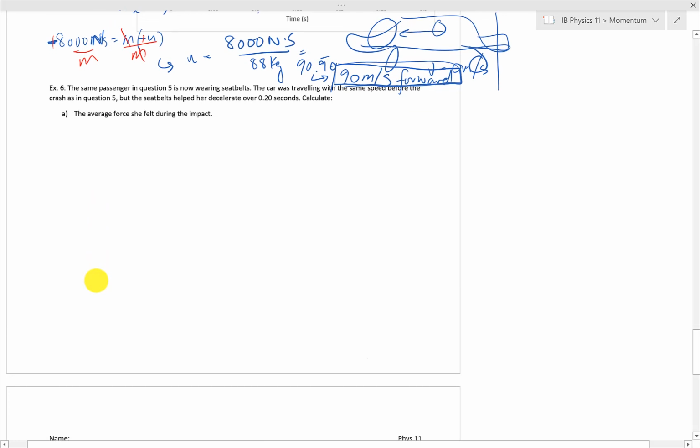Okay, so here, example 6, I have the same passenger as in question 5. That means we have the same mass. He is now wearing seatbelts. Ooh, good for him. The car was traveling with the same speed before the crash, so we know that the initial velocity is the same, 90.90 repeated meters per second. Don't forget to keep all your digits. But the seatbelt helped her to decelerate over 0.2 seconds. Here we have the time. Calculate the average force that she felt during the impact.